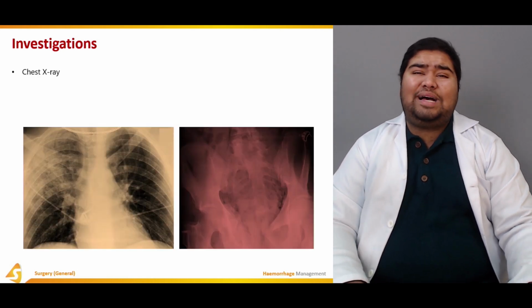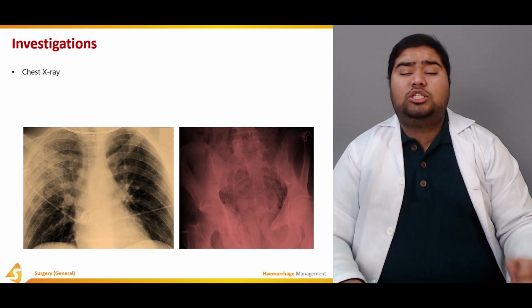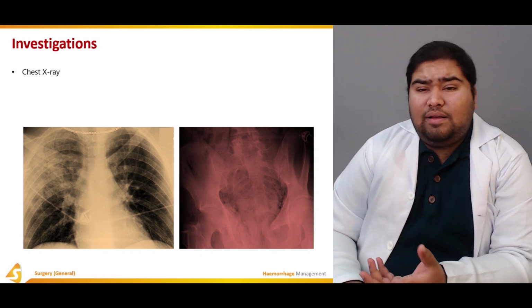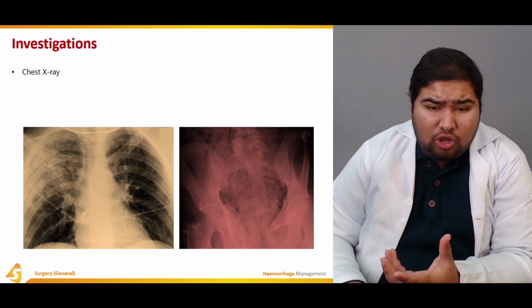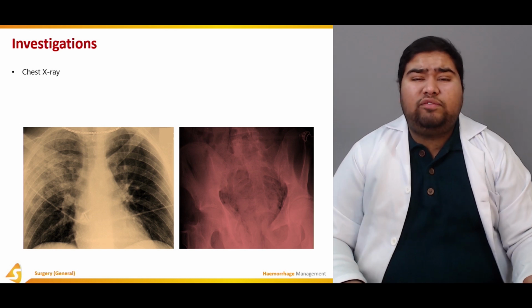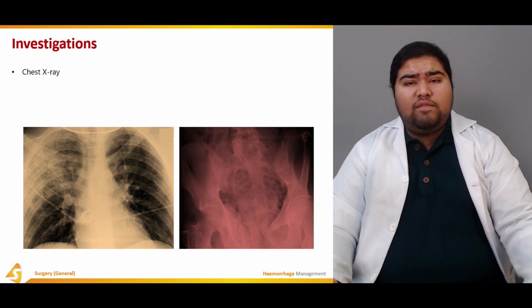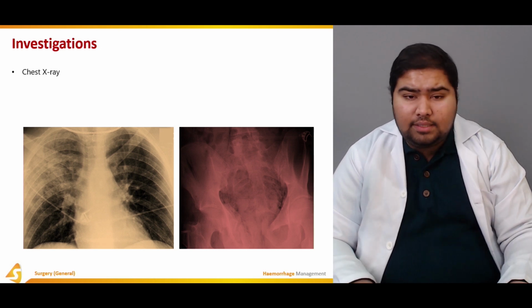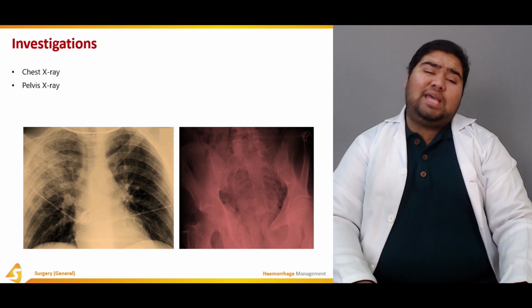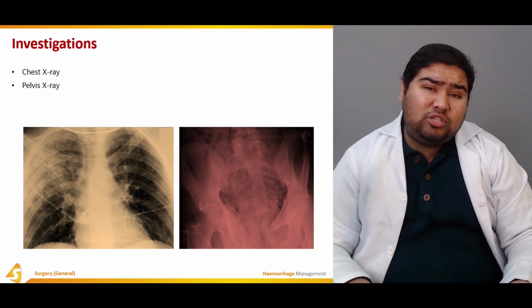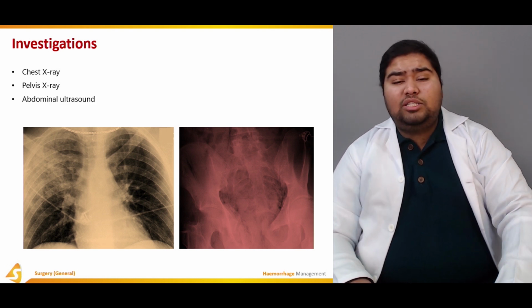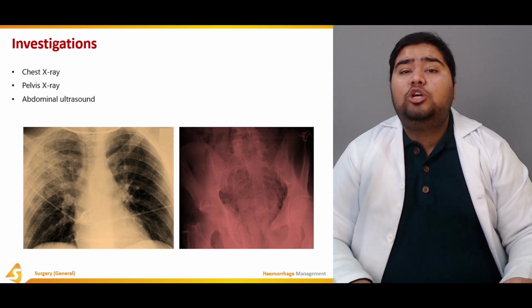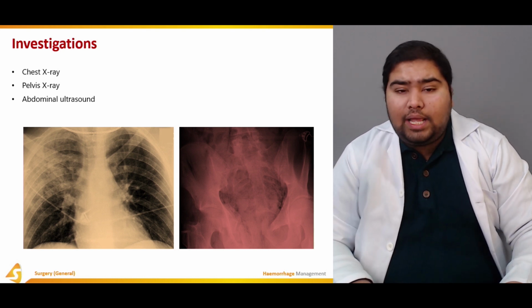So what types of investigations should you use? The investigation you should use is a chest x-ray. Obviously, the chest x-ray has a lot of functions, it helps a lot. It gives you an idea of the patency of your airway as well as the patency of your lungs. At the same time, it also excludes any bleed. Now, pelvis x-rays just to make sure that there are no bone breaks and no fractures, and then there's abdominal ultrasound to rule out any blood in the abdomen.